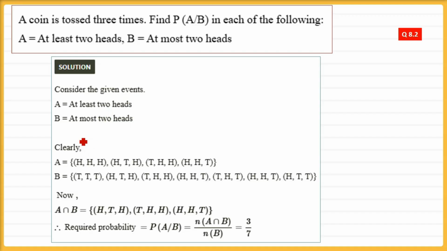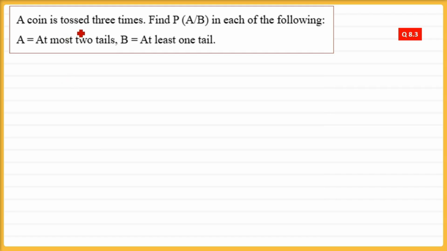So this is how you're going to solve it. And I told you the concept also. Let's write the concept also on the right. That will be better. A coin is tossed 3 times. Find probability P(A|B) in each of the following. Now this is similar to this one. So A and B I am not writing it. You have to write it. Please remember, A and B I am just not writing because it is already given in the question. At most 2 tails and at least 1 tail.